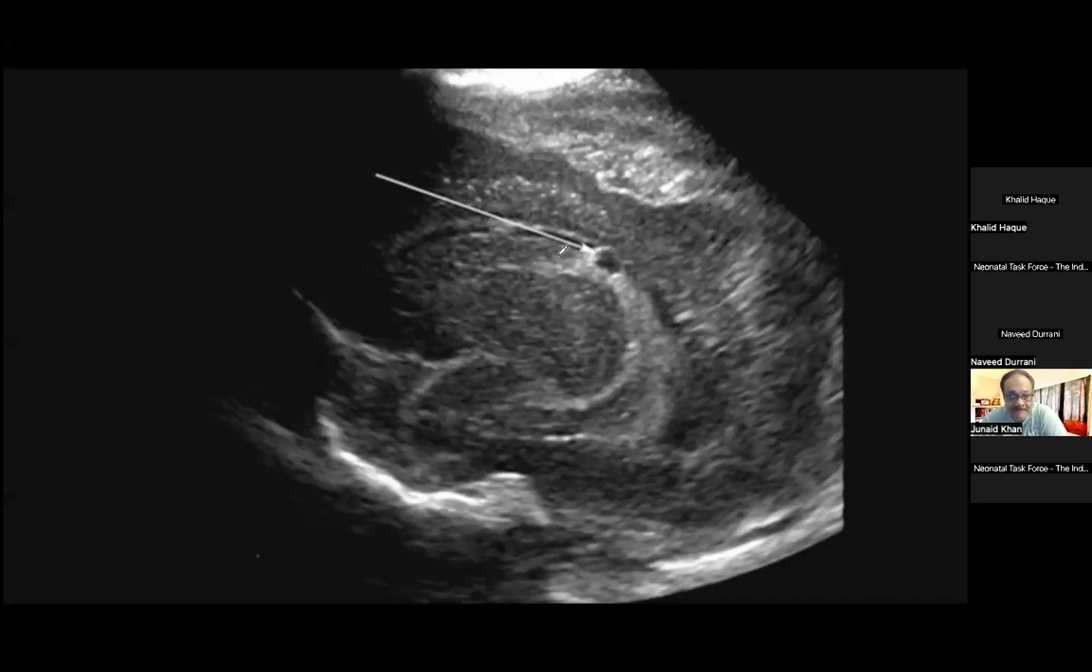Okay, so this is a sagittal view. What is this structure? This is the caudothalamic notch, and this is the caudothalamic cyst.